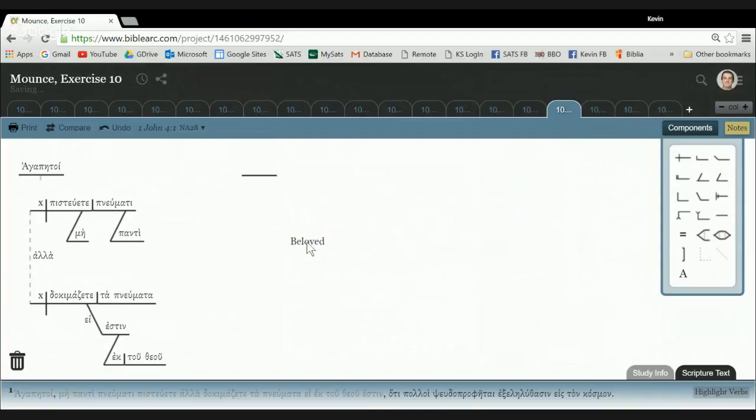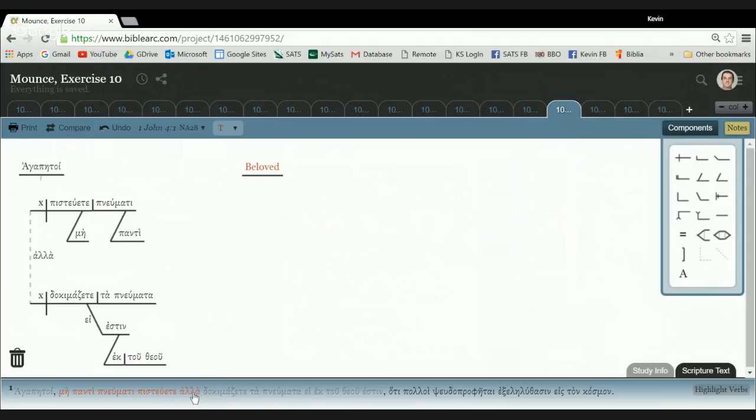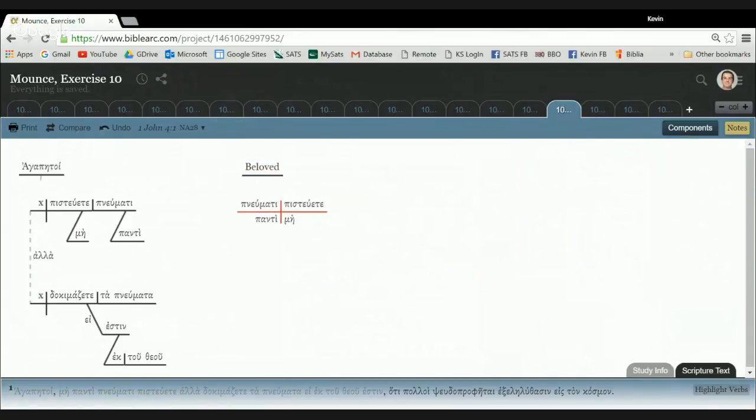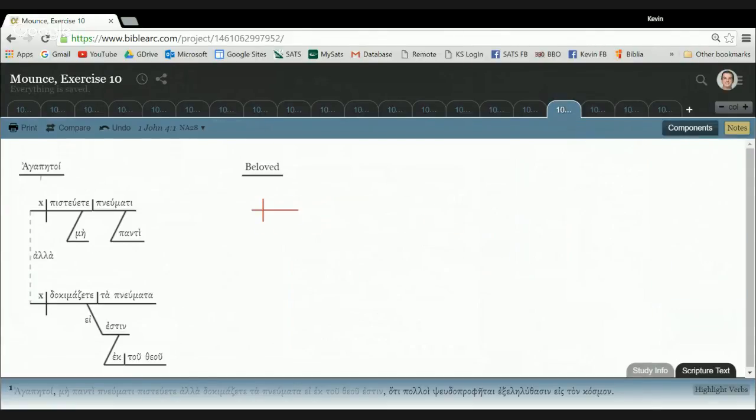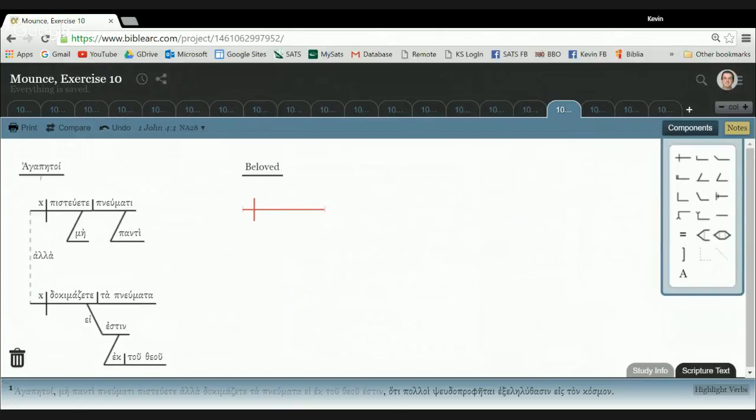Right, so that's an address, and it's raised above the sentence to symbolize that it's a direct address to them. Then we've got the first clause, which is me panti pneumati pisteuete. And then we've got a conjunction that links to the next clause. So our first clause is me panti pneumati pisteuete. So what I would do, didn't want that. Okay, this software has this rule that if you click on the words at the bottom and then choose one of these things, it tries to put them in for you.